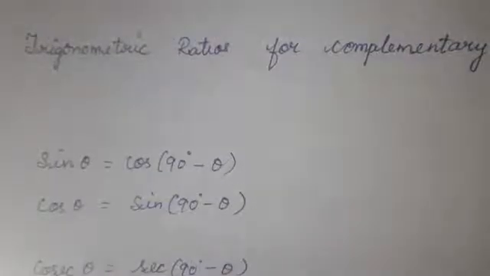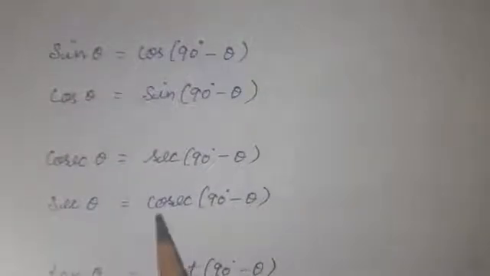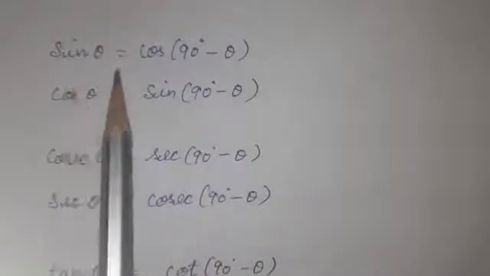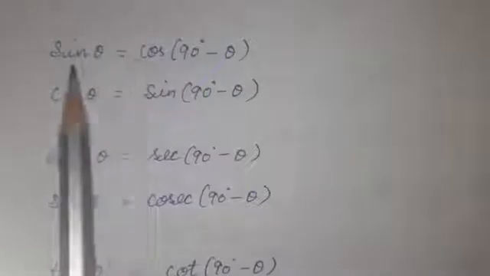Next, we are going to see the topic trigonometric ratios for complementary angles. In this exercise, you have some formulas. The formulas are based on complementary angles. Complementary means 90 degree. So, sin theta is equal to cos of 90 degree minus theta. The formula is sin theta is equal to cos 90 degree minus theta.